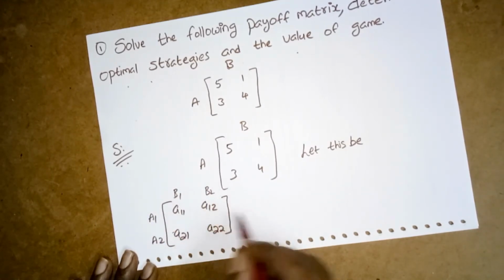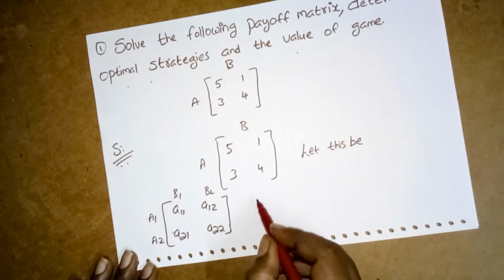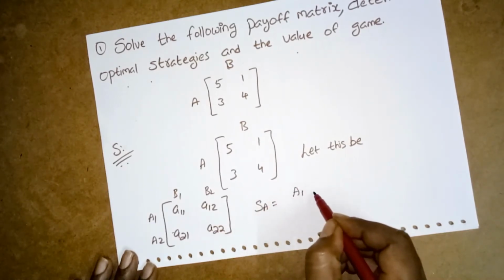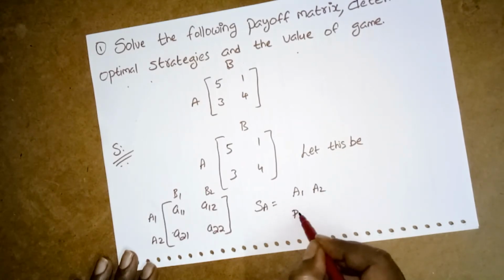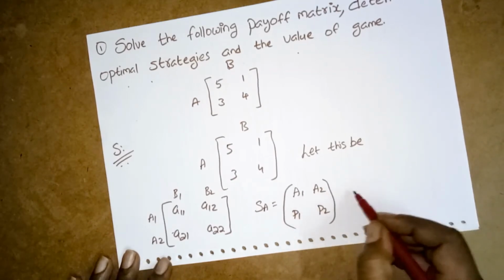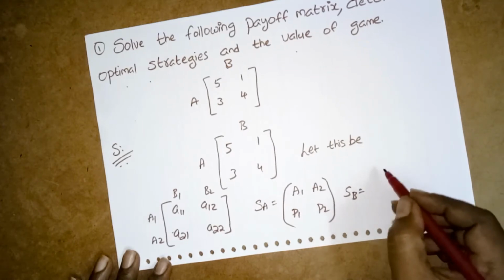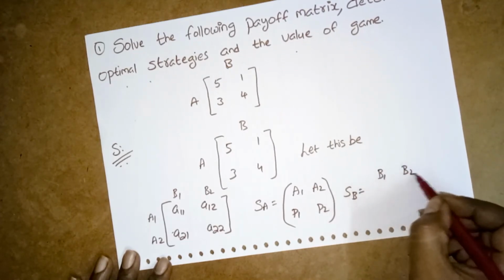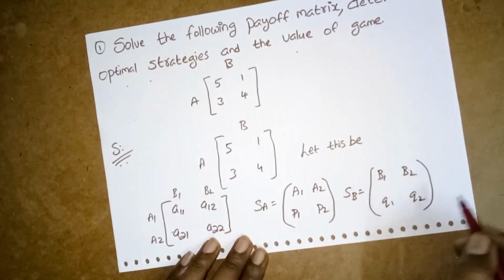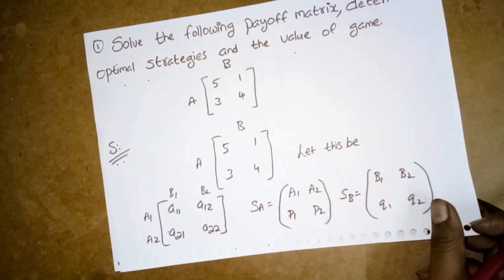So the optimal strategies we are applying here, the optimum mixed strategies. Strategy for A we are applying as A1, A2 and P1, P2. Okay, this is for the strategy A. And what about the strategy B? We are applying the same, B1, B2, and this is Q1 and this is Q2. Now we have applied the strategies for the given matrix.